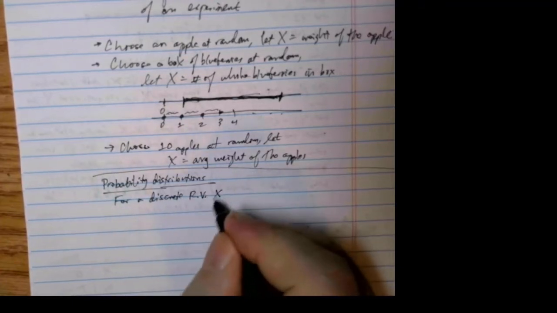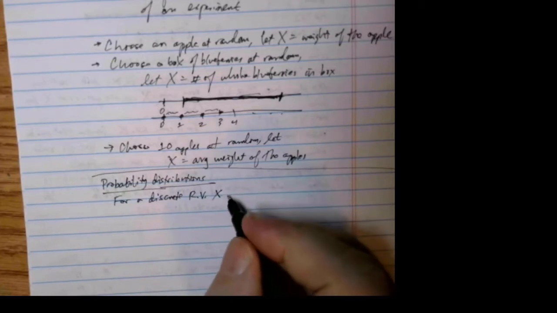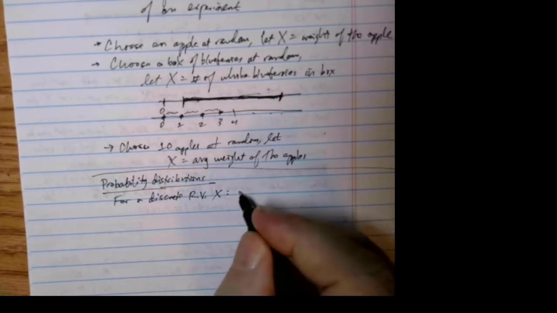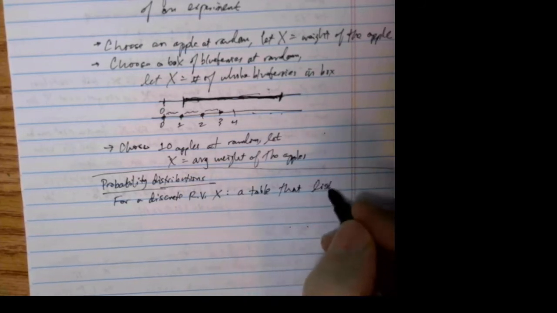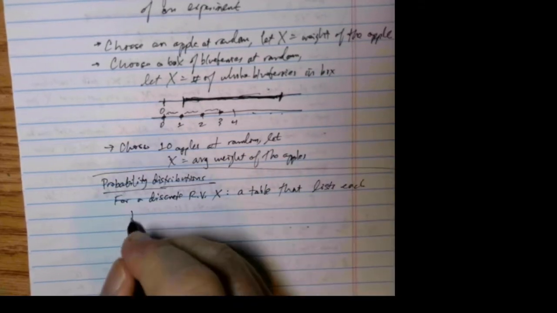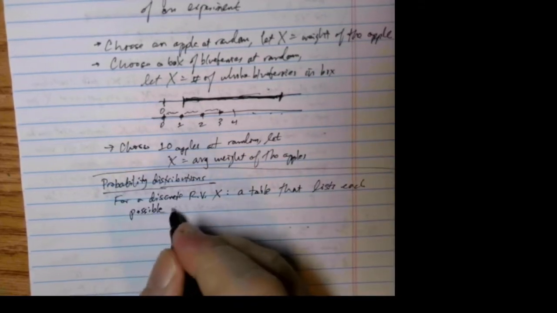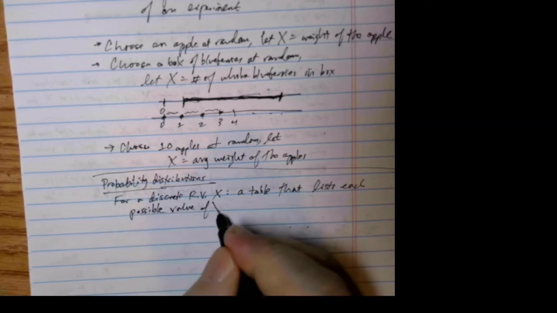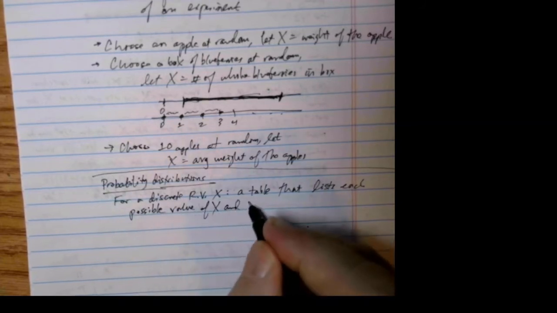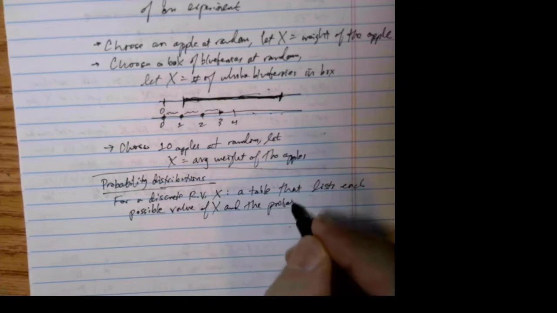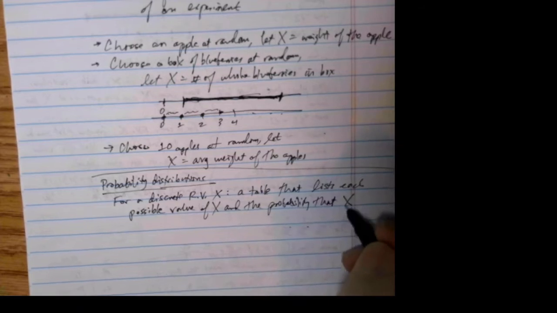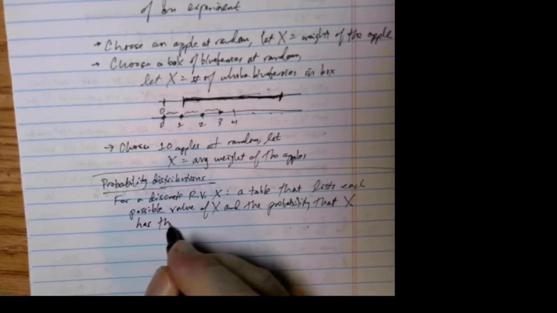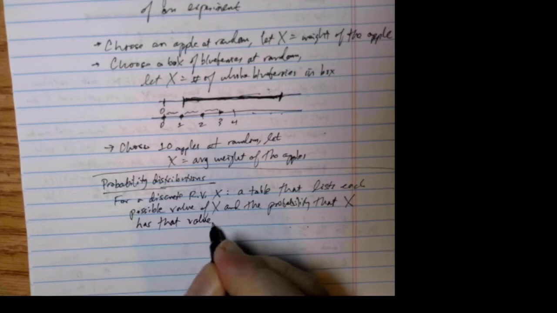For a discrete random variable X, I'm just going to abbreviate RV. For a discrete random variable X, the probability distribution is just a table that lists each possible value of X and the probability that X has that value.